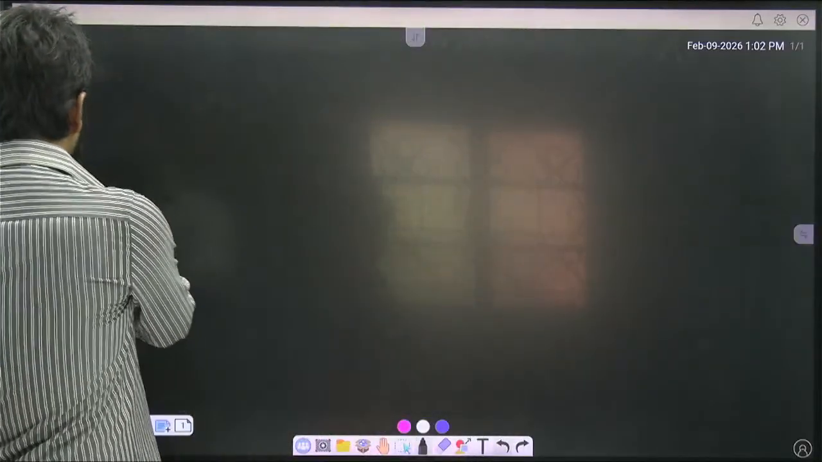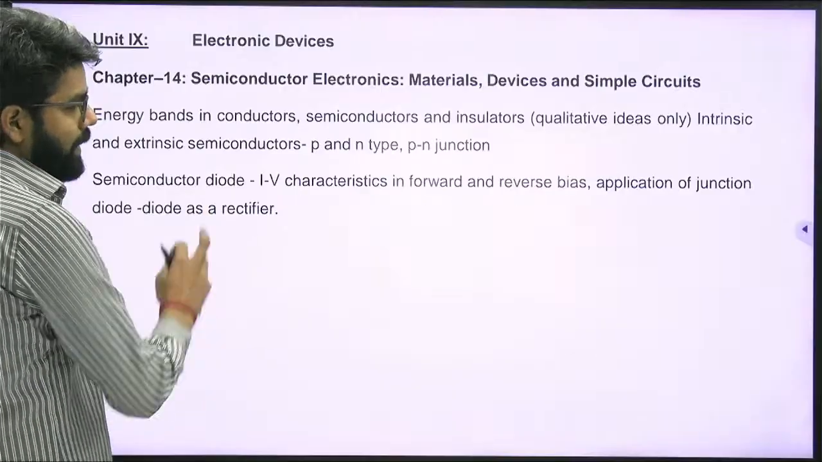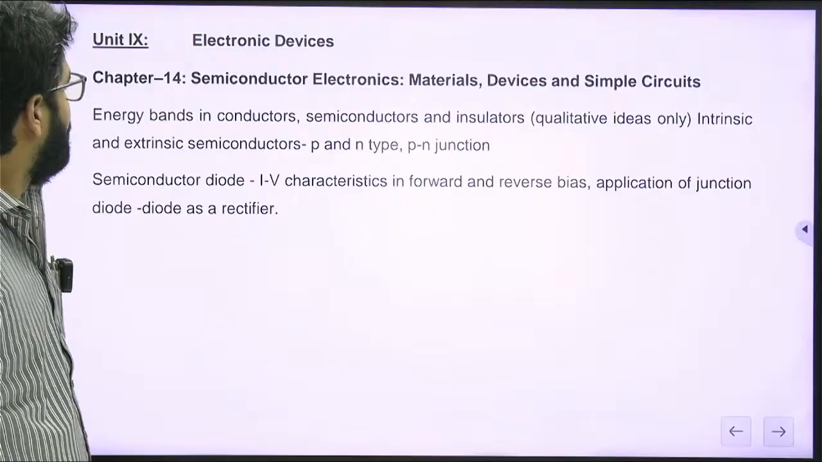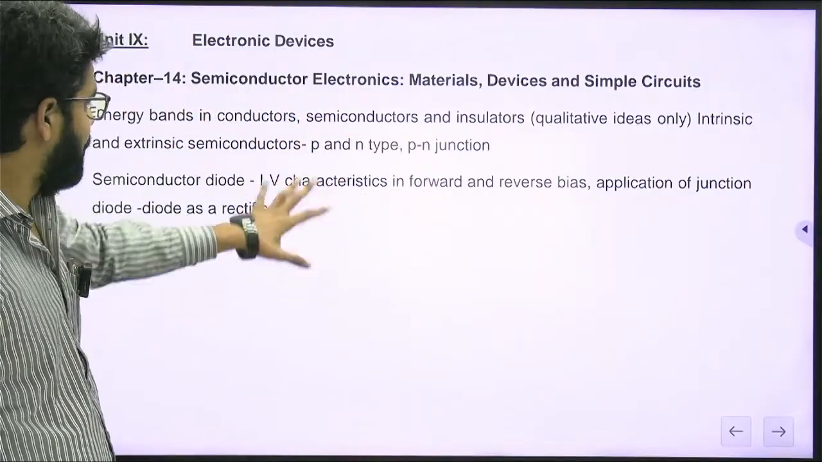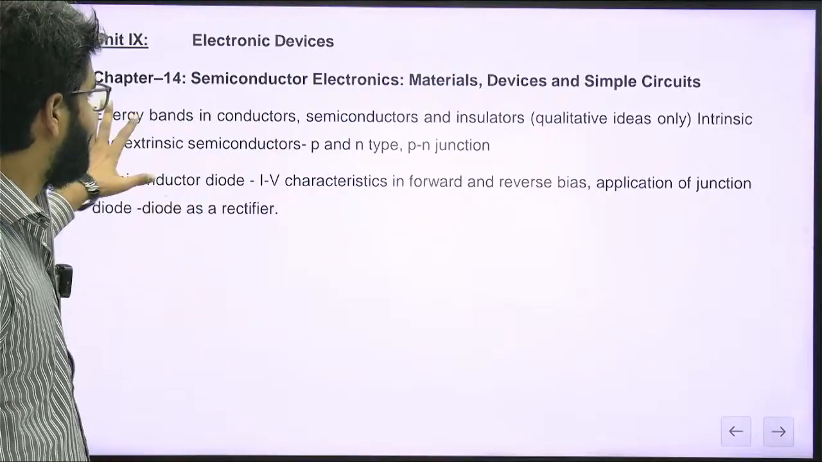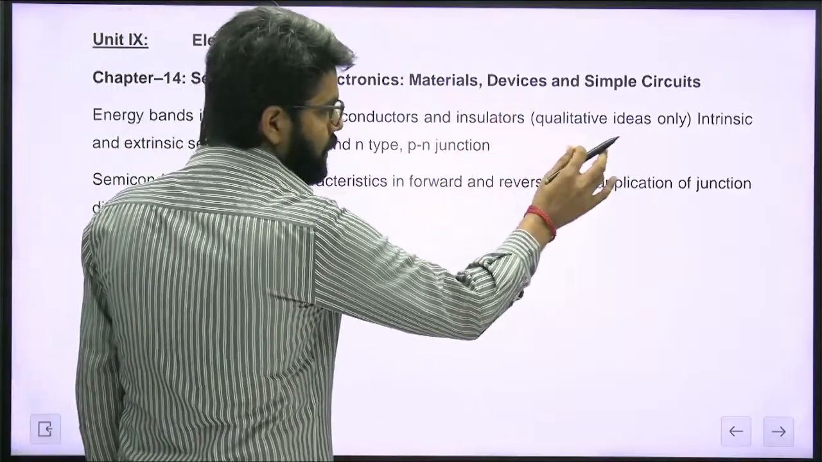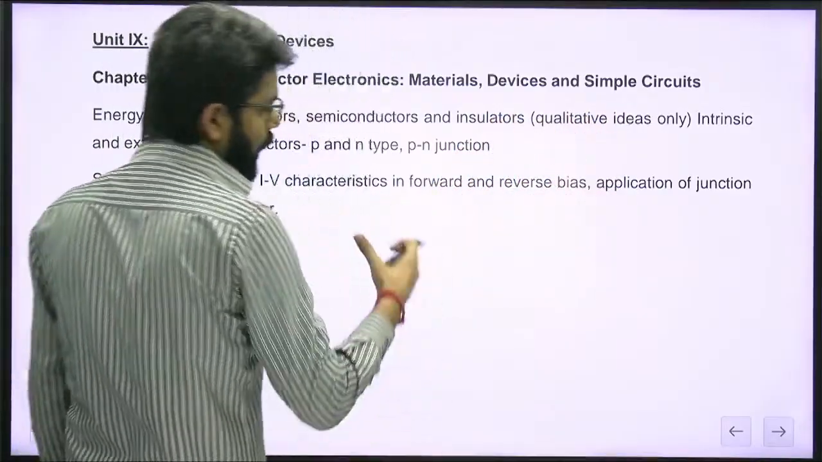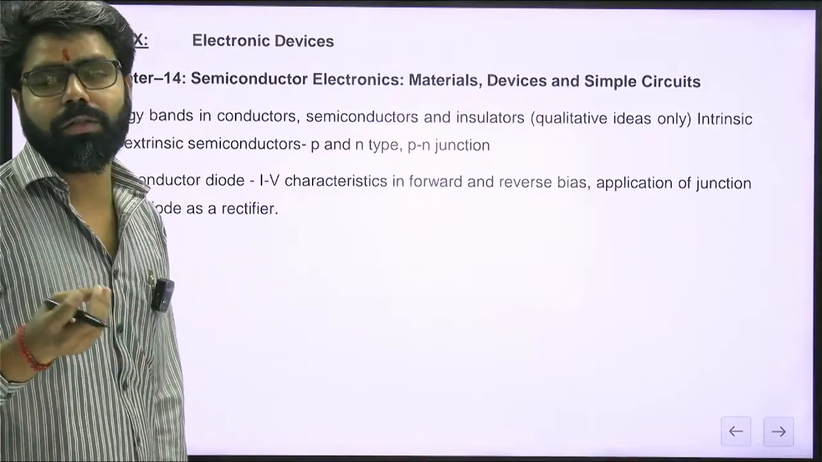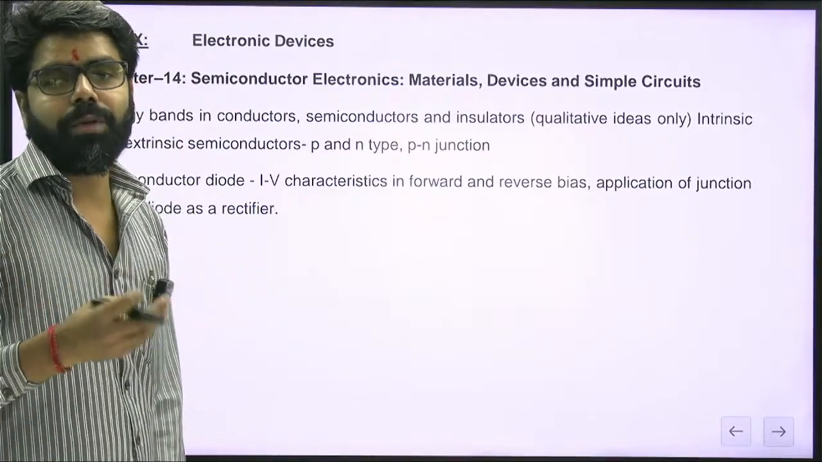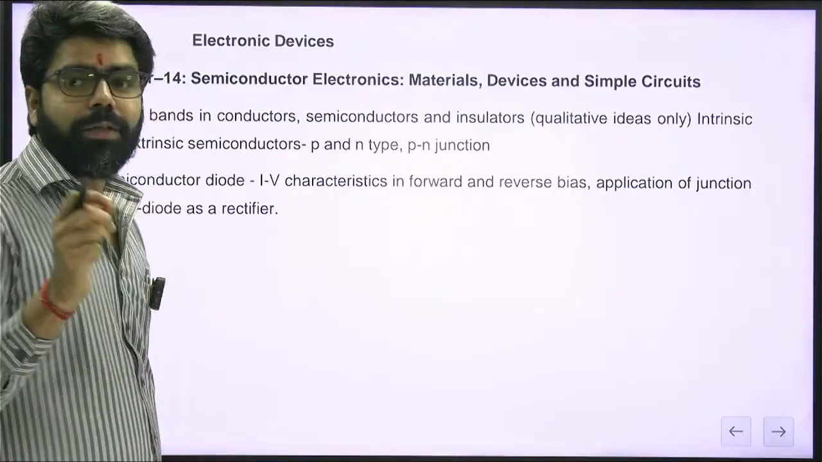So first of all, without wasting time, let us see what we have to study in class 12. There are a lot of things, out of which many have been removed from the syllabus. So energy bands in conductors, semiconductors and insulators, their types, the qualitative ideas on it and how they function. Intrinsic and extrinsic type of semiconductors, we will study about P and N type of semiconductors. Then formation of PN junction and diode.